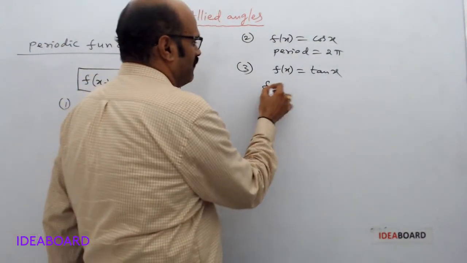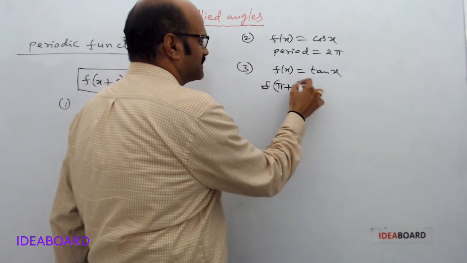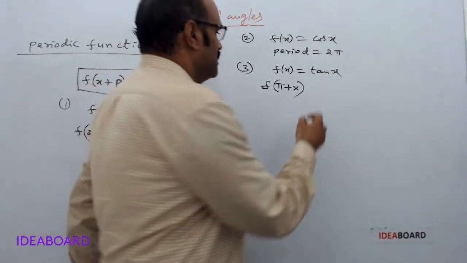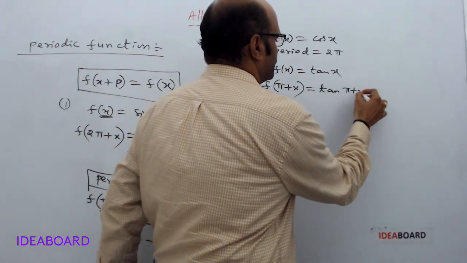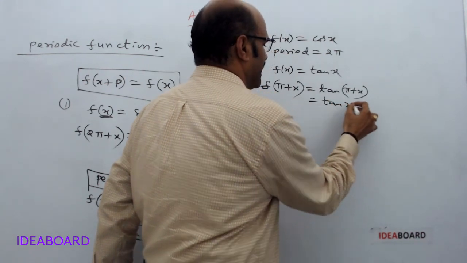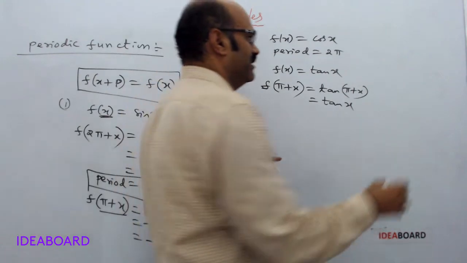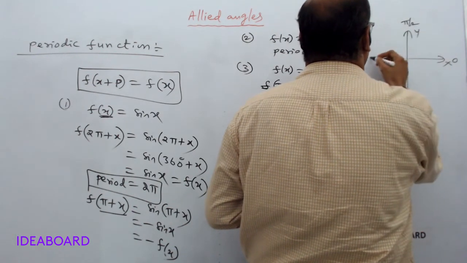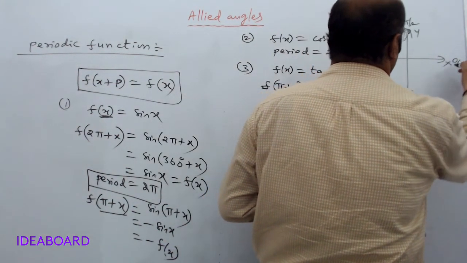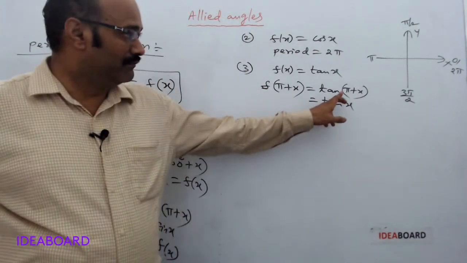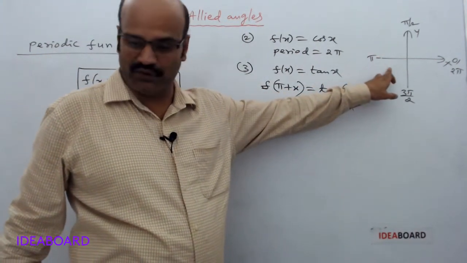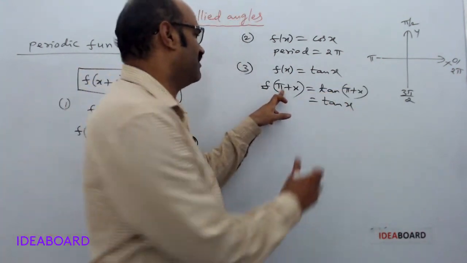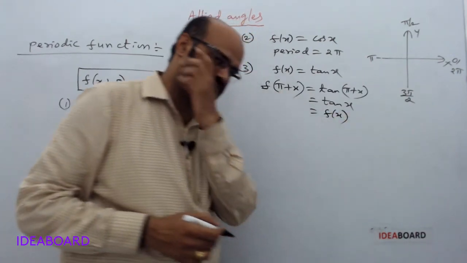Now find f of pi plus x, replace x by pi plus x, equal to tan of pi plus x, equal to tan x. Pi plus x lies in the third quadrant: x axis, y axis, 0, pi by 2, pi, 3 pi by 2, 2 pi. Pi plus x lies in the third quadrant, so you are having plus tan x. So f of pi plus x equal to f of x.